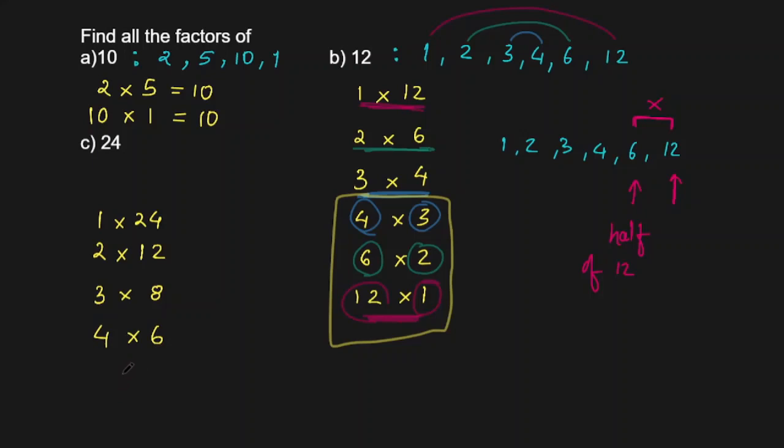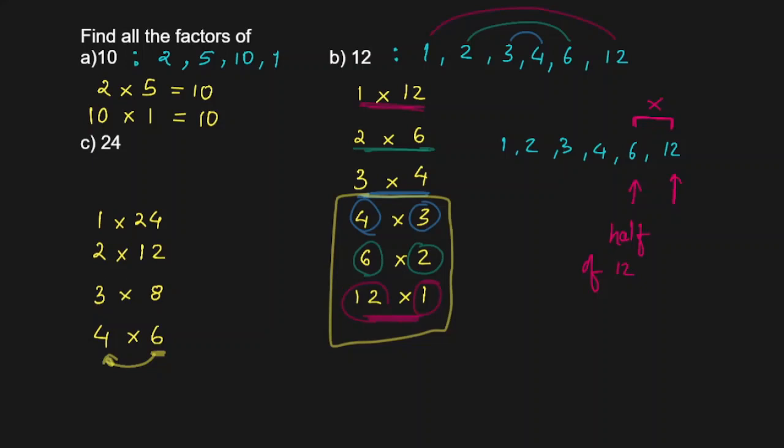And then the next number is going to be 5. It doesn't go with 5. And after 5 is 6. 6 is already here. If you check here, it's already here. 6 times 4. We have already written it. So no need to write any more factors or try to make it.